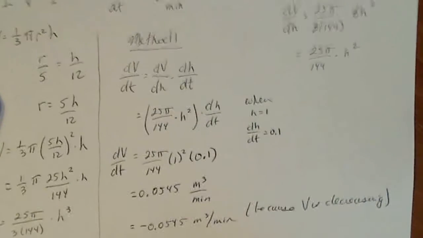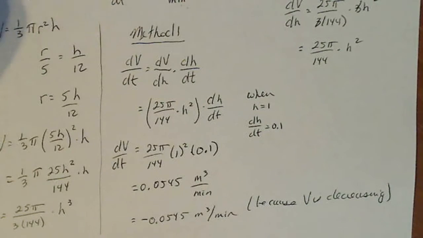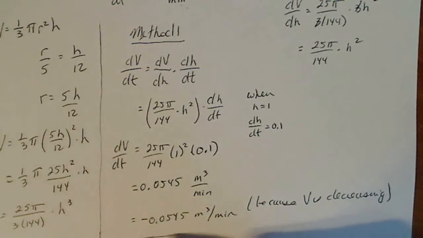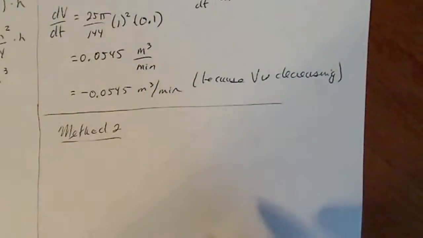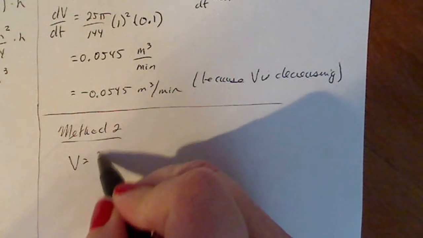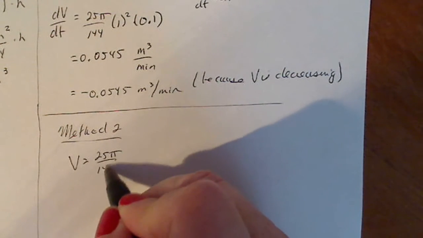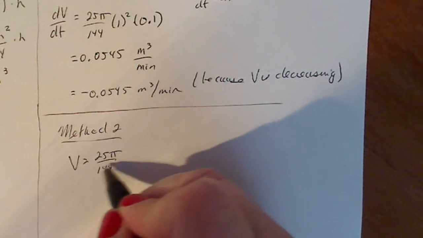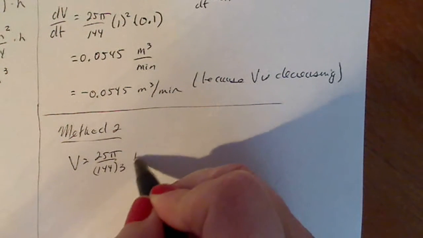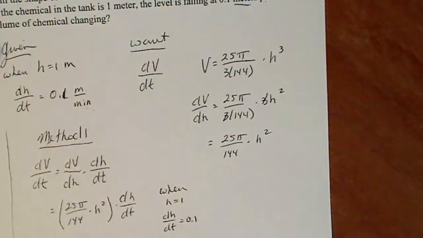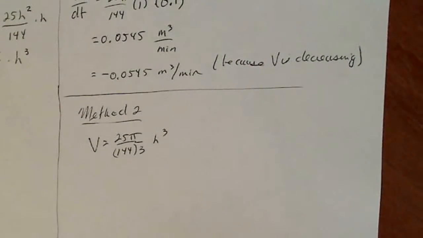Right. That's method 1. Now method 2 in this problem isn't that big a deal because of the beauty of our function that's relating everything together. So method 2 uses implicit differentiation. So I have this relationship that we built: V equals 25 pi over 144 times 3 h cubed, that was given to us up here. We found that relationship, and I'm rewriting it down here.